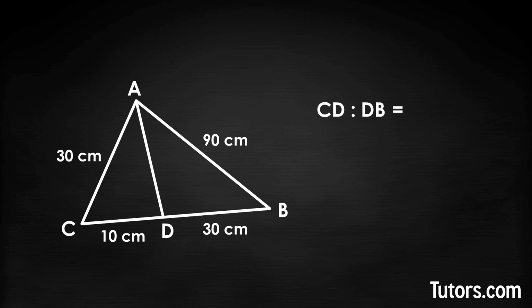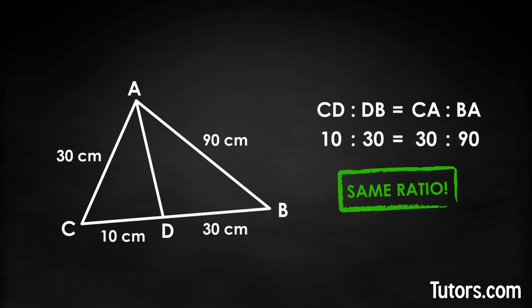CD to DB equals CA to BA. Now let's plug in our numbers. 10 to 30 equals 30 to 90. We see 10 to 30 is the same ratio as 30 to 90, so AD is an angle bisector.